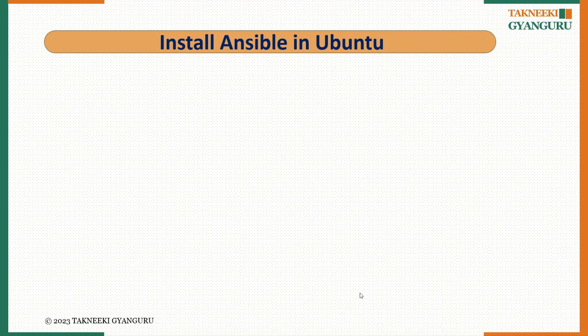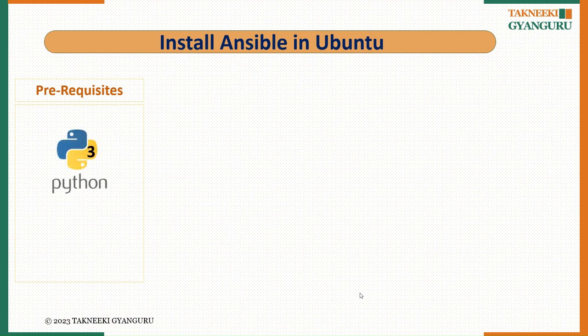Today we will discuss how to install Ansible in Ubuntu. There are multiple ways of installing Ansible. We will talk about one of the ways, using Python and pip3. To install Ansible on Ubuntu or Debian, there are some prerequisites. So we'll install Python and pip. Once pip and Python 3 are installed, then we'll try to install Ansible.